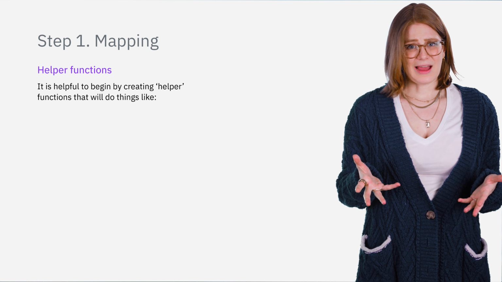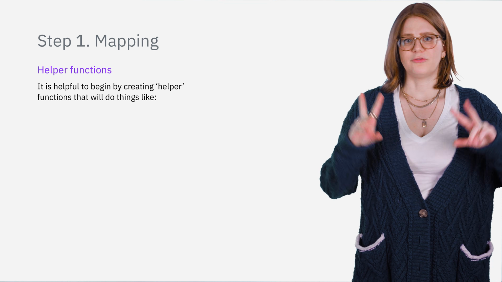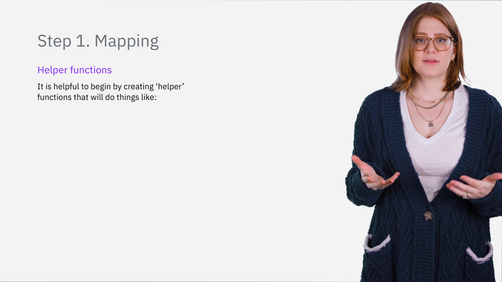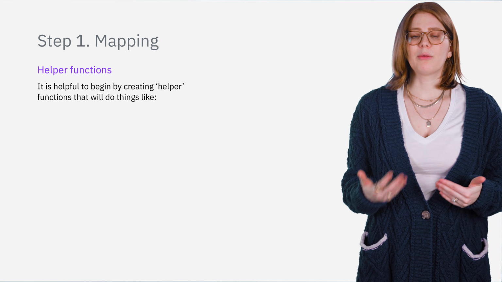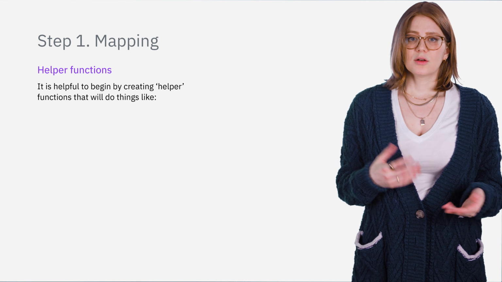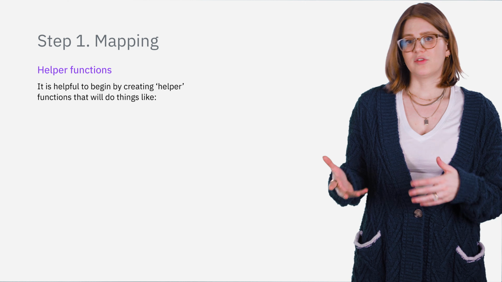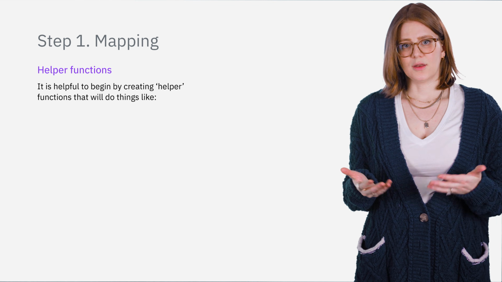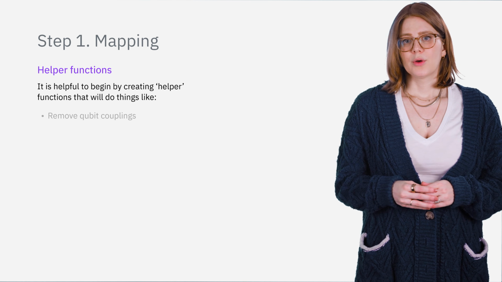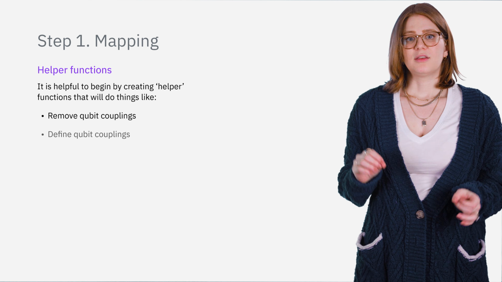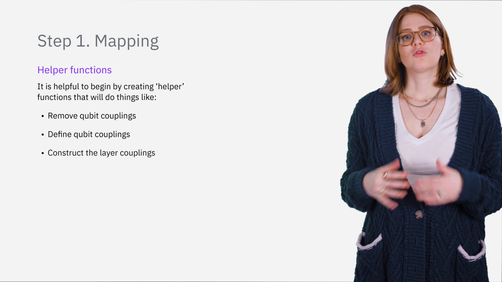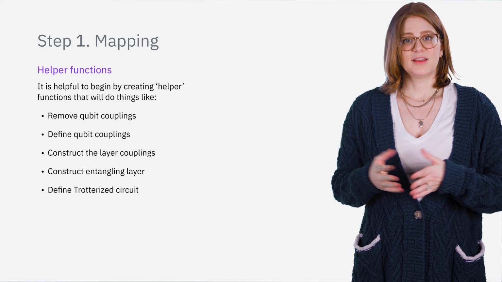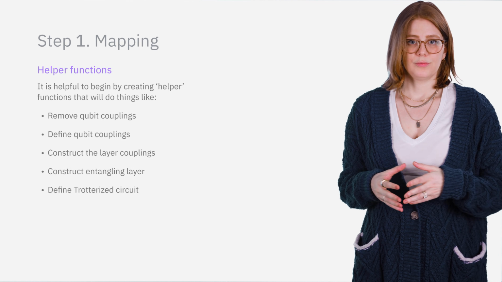I want to mention these now, not because it's part of the official or formal process, but because this is often what experimentalists do in real life to help them run these types of experiments. And it also shows us how we are going to break down our problem even further. The functions we define in the notebook are as follows: remove qubit couplings, define qubit couplings, construct the layer couplings, construct entangling layers, and lastly, define trotterized circuit.